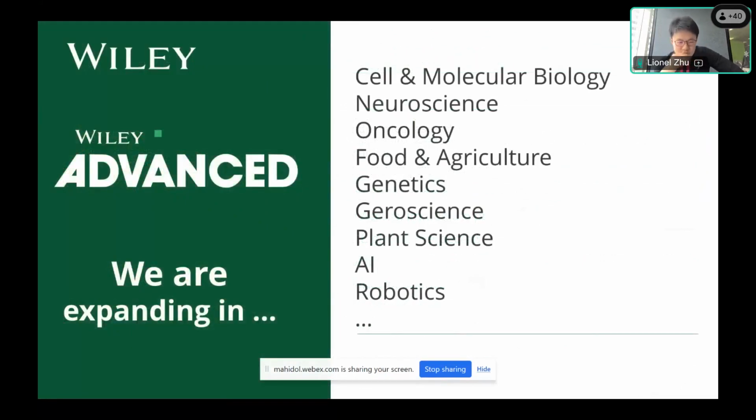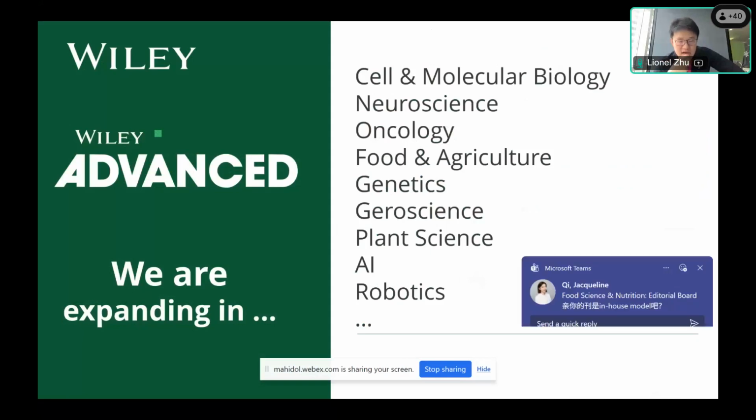Advanced Science, two years ago, had loads of papers published that were physical science, related to chemistry and material science. But recently, we are encouraging topics related to cell and molecular biology, neuroscience, oncology, food science and nutrition, food science and agriculture, genetics, and so on, mainly in life science. As I checked the registration list of Mahidol University for this session, most of you are from life science, so Advanced Science could be a target journal for you.